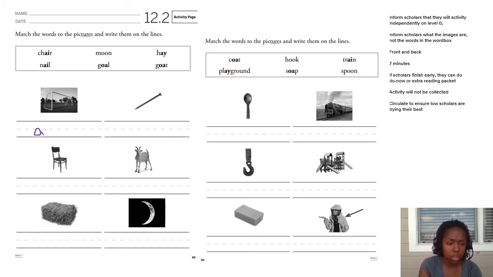This here is a goal. So if you play soccer, you probably already knew that. But a lot of scholars don't play soccer, so they wouldn't know. So this is a goal, and I'll cross that out there. So I gave you 1.